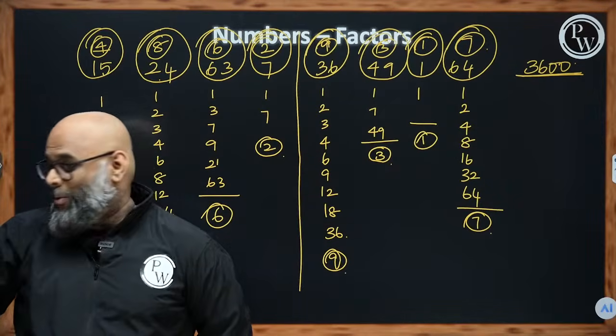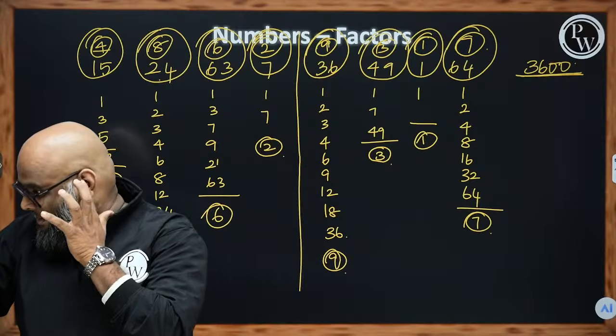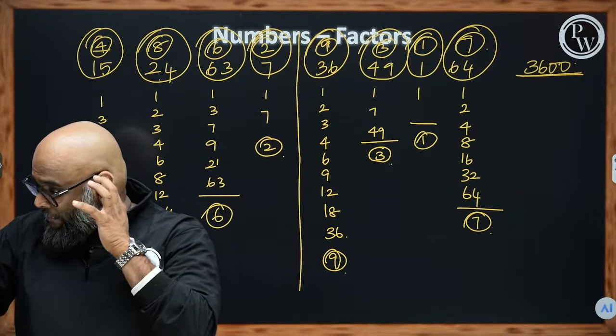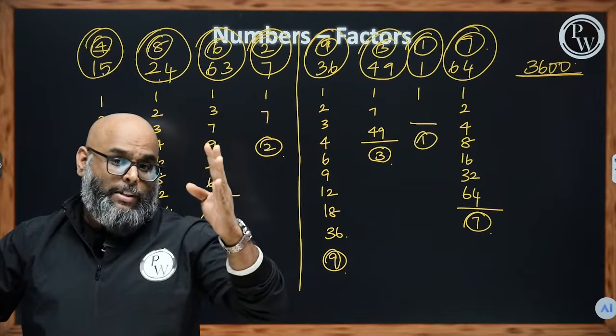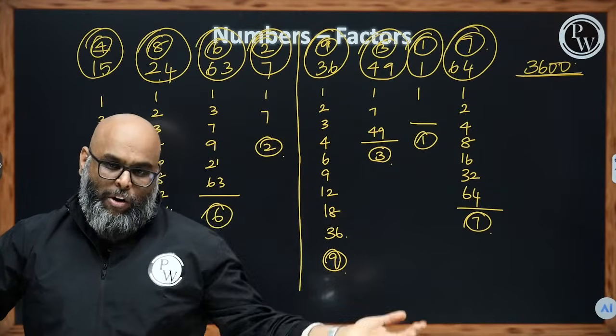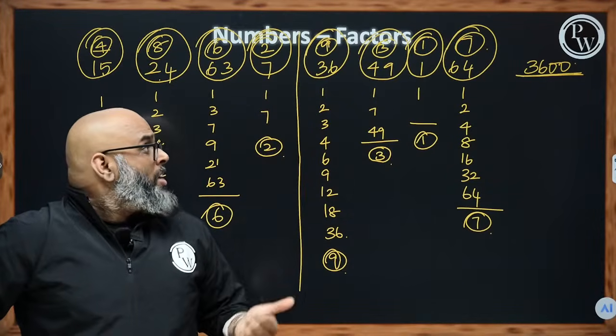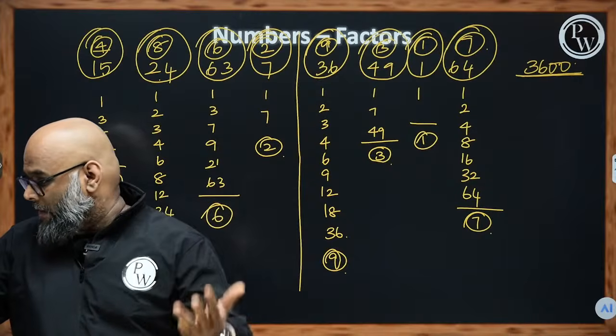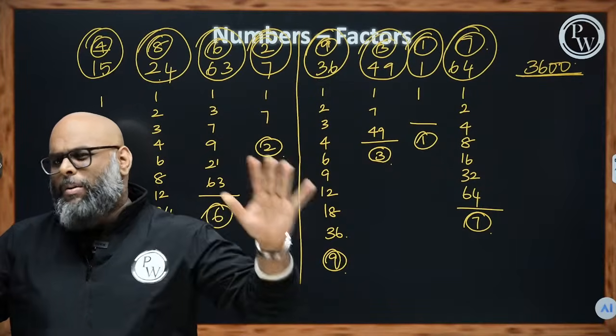I've given it to you now. The first set of 4 numbers have number of factors as 4, 6, 8, 2. The second set of 4 numbers have number of factors as 9, 3, 1, 7. Some connection here.